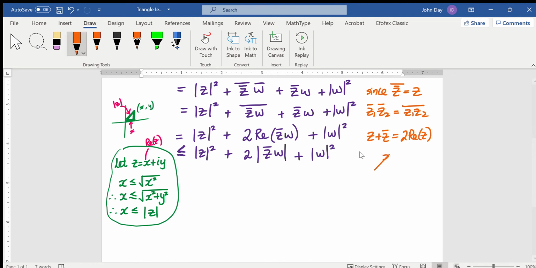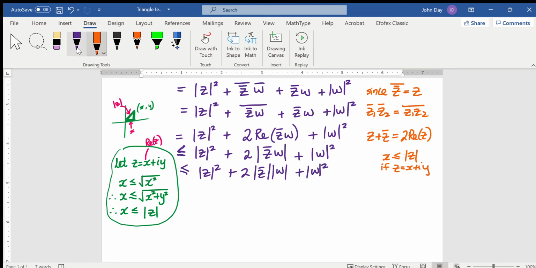All right, so that's a little rule that I've used. Here I've said that x is less than or equal to the mod of z, if z is equal to x plus iy, right? Okay, so having made that replacement, you can then say, well, we can separate out. So I'm just going to keep that sign going there and just say that's mod of z, and that's twice mod z bar mod w plus mod w squared.